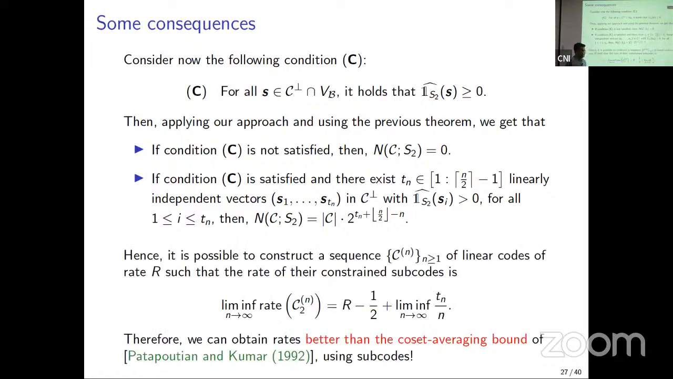In particular, what this means is that we are able to explicitly identify subcodes of linear codes, and these subcodes are also constrained. These subcodes are not linear, and the rate of these subcodes, which is r minus half plus something, beats the Gaussian averaging rule. This was a probabilistic argument that we were alluding to earlier, and we are able to explicitly identify linear codes whose subcodes have rate that can potentially be better than this probabilistic bound for this specific constraint.